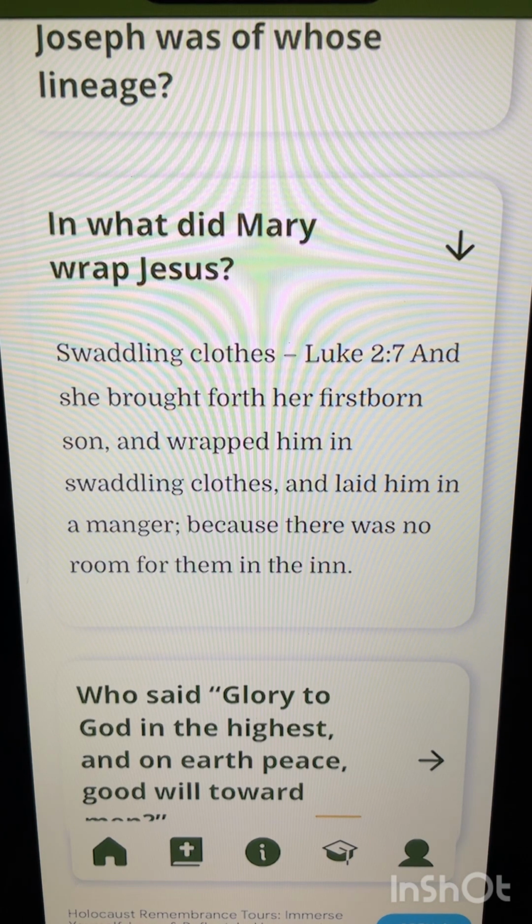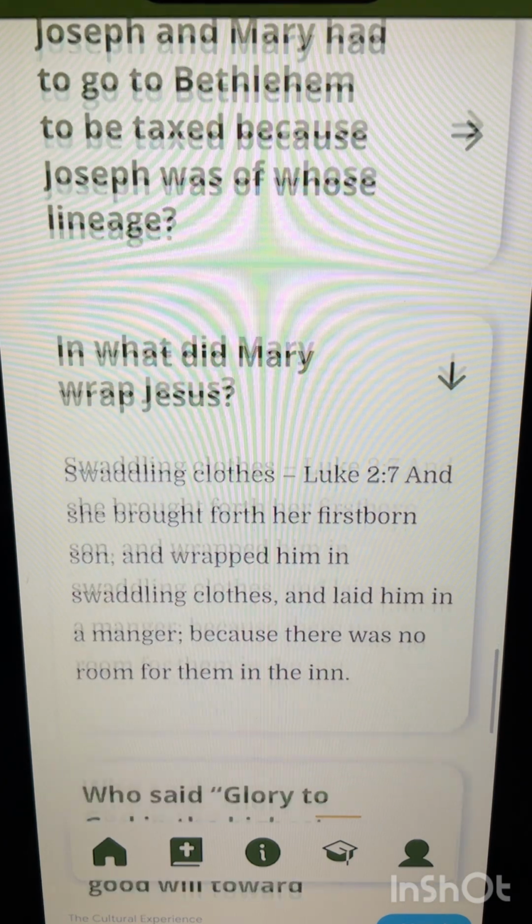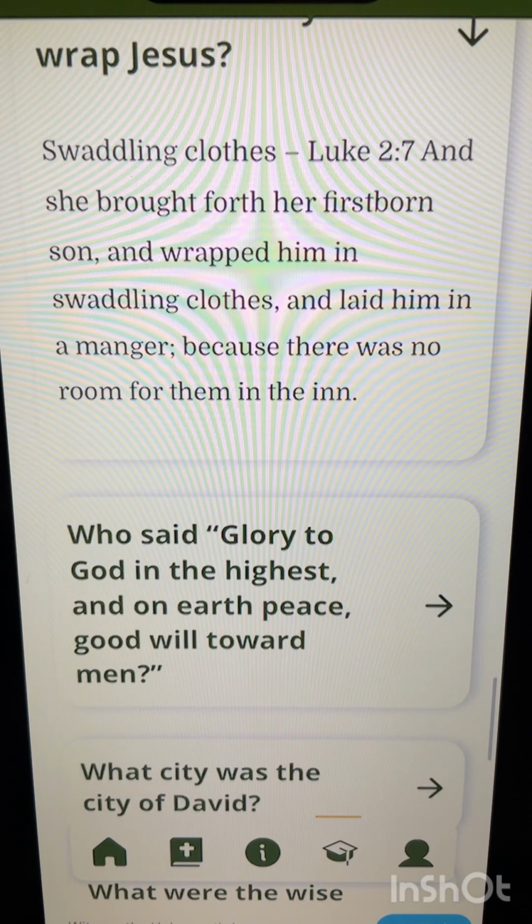And last question before we go is, in what was Jesus wrapped? Which is, in swaddling cloth is the answer. And that is found in Luke chapter 2 verse 7. And she brought forth her firstborn son, and wrapped him in swaddling clothes, and laid him in a manger, because there was no room for them in the inn.